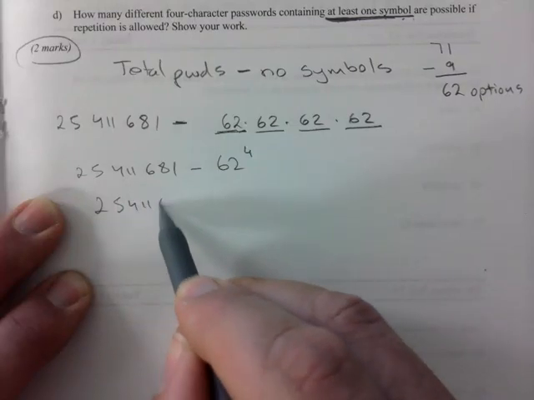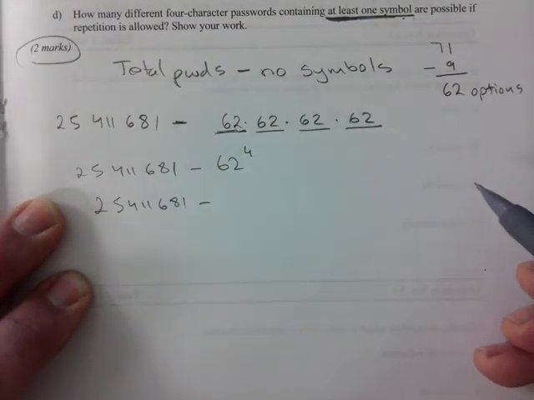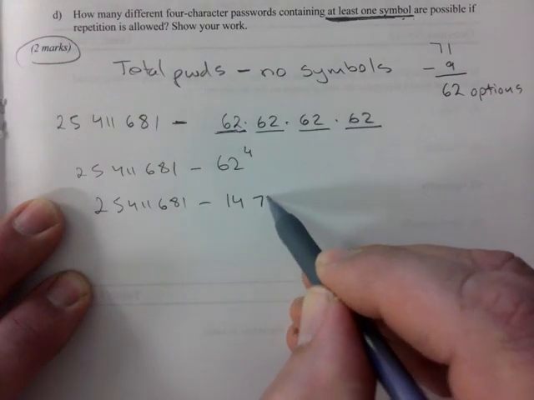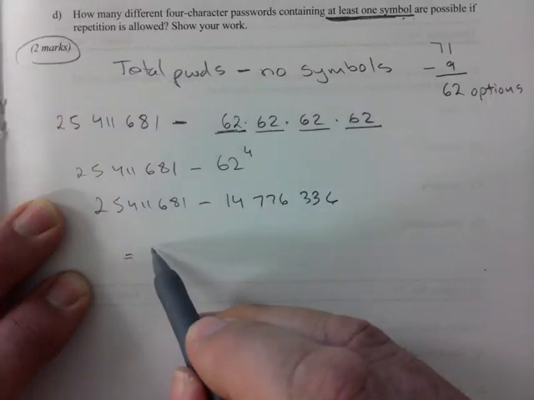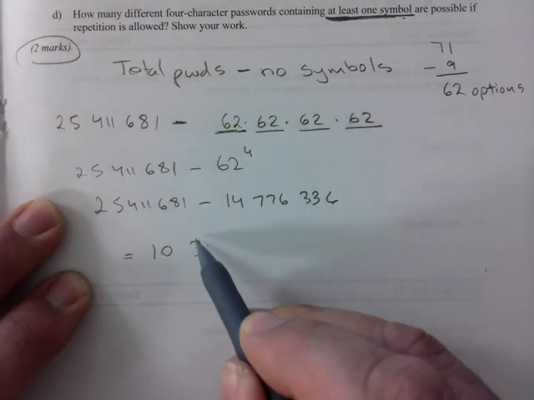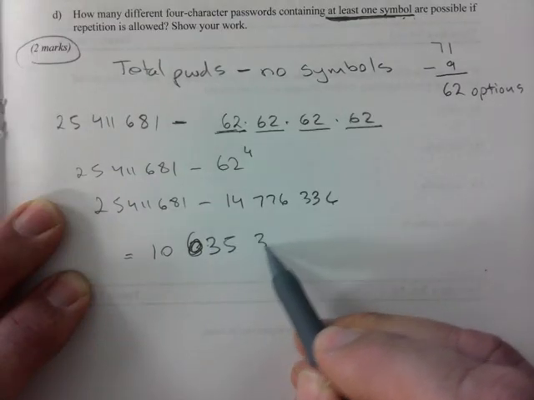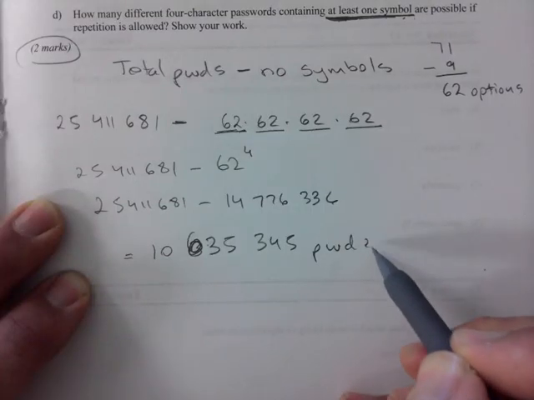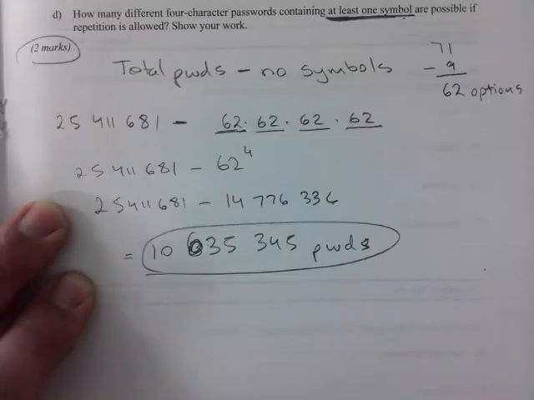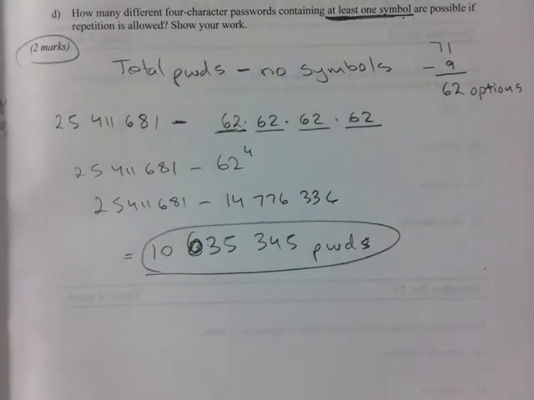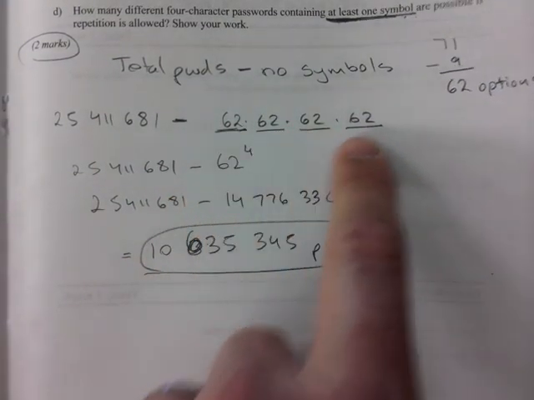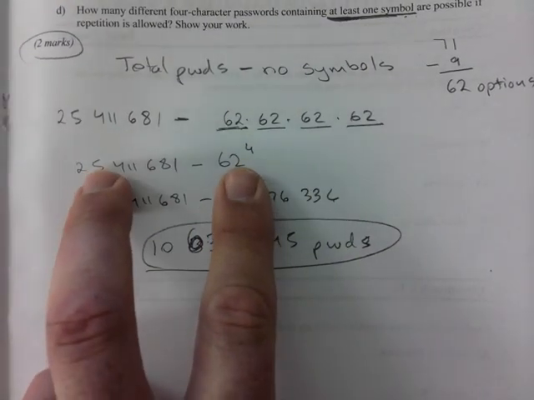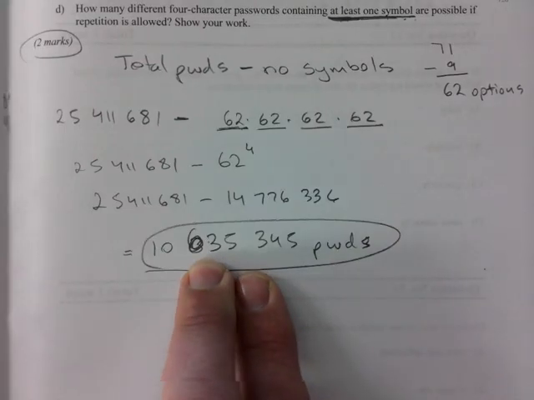That's 25,411,681 minus, that would be 14,776,336 when you do that on your calculator. And when you subtract them, this is what you get: 10,635,345 passwords. Okay, so these passwords have at least one symbol, because you get rid of the no-symbol ones. So now you can say these ones have 1, 2, 3, or more. That's where the 2 marks came in. It probably gave you 1 mark for 62 to the power of 4 and another mark for subtracting those 2. Okay, let's keep going.